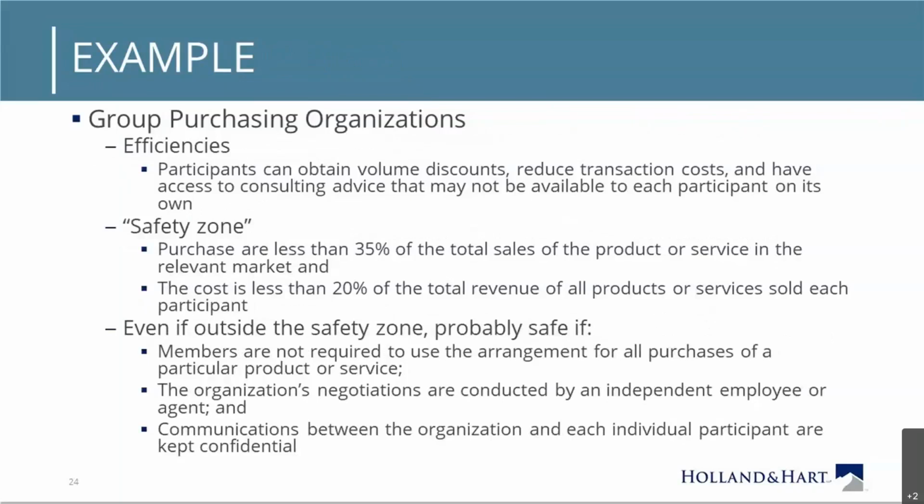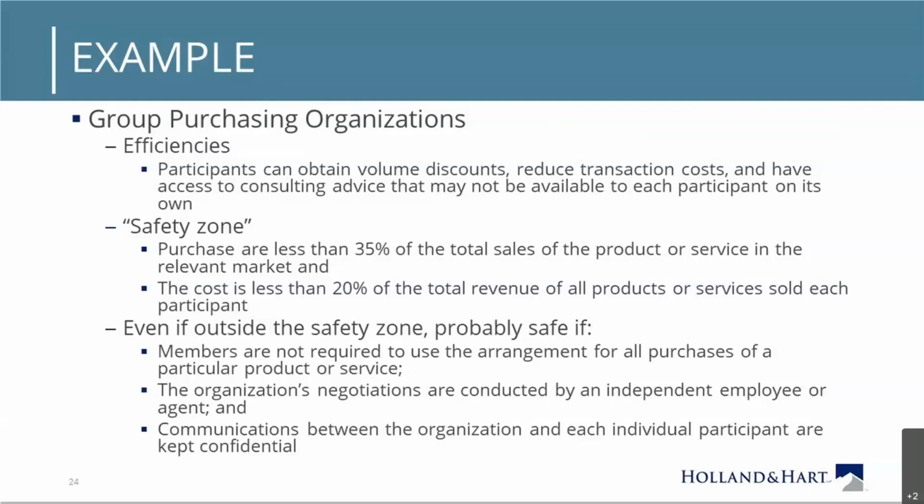A good example of a joint venture that is generally pretty safe and frankly usually encouraged by the agency is a group purchasing organization. This allows participants to get volume discounts. You can reduce transaction costs, have access to consulting advice that each participant in a group purchasing organization may not be able to do on its own. And in fact, what the agencies have done in their guidance is set out a safety zone for group purchasing organizations, and you can see the percentages there and how that works, because the agencies recognize these can be really pro-competitive organizations.